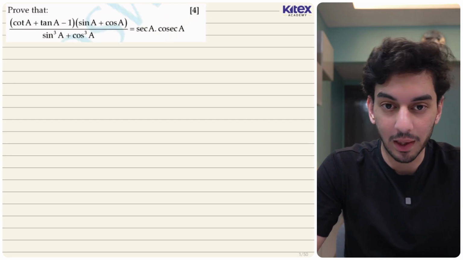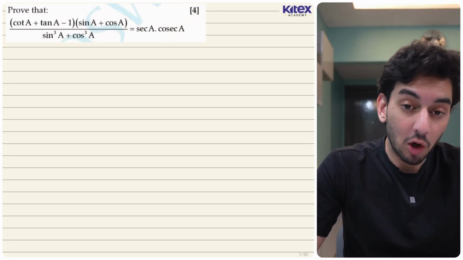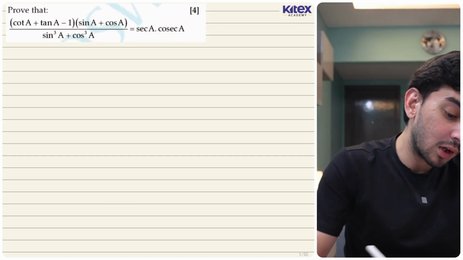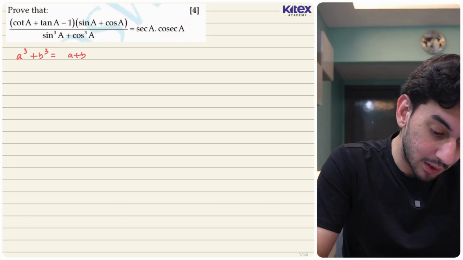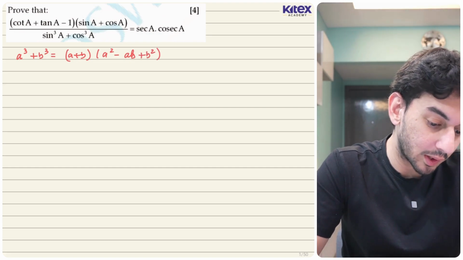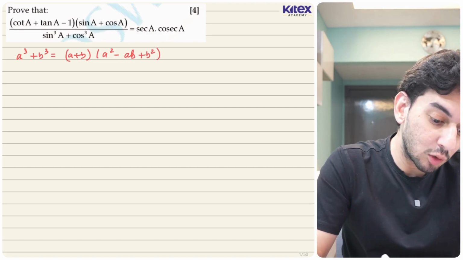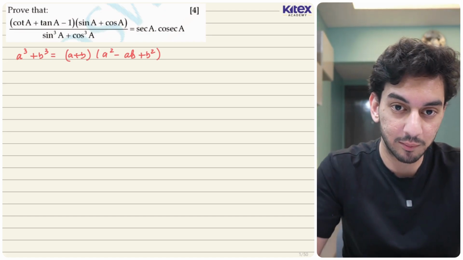We start from the LHS for obvious reasons, because it is the bigger expression, and we can see the denominator is factorizable. I know the identity which says a³ + b³ is equal to (a + b) times (a² − ab + b²). So over here sin³ plus cos³ can be written as (sin + cos) times all of that.